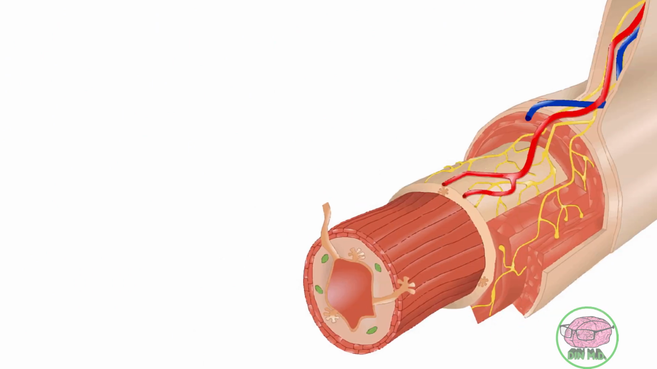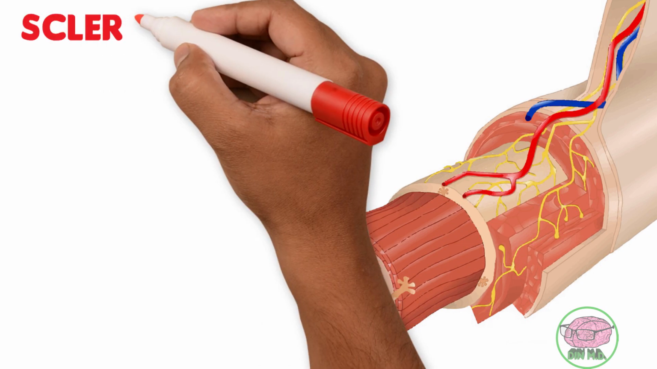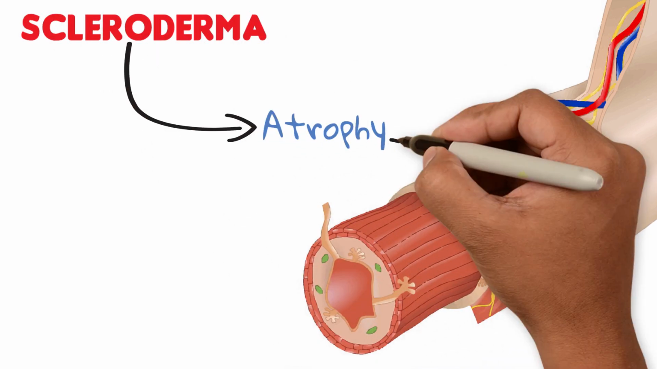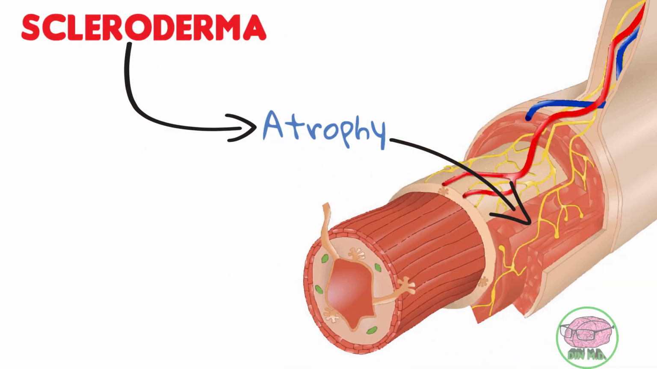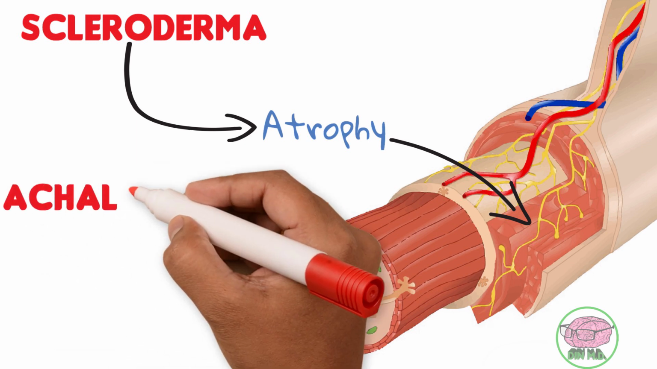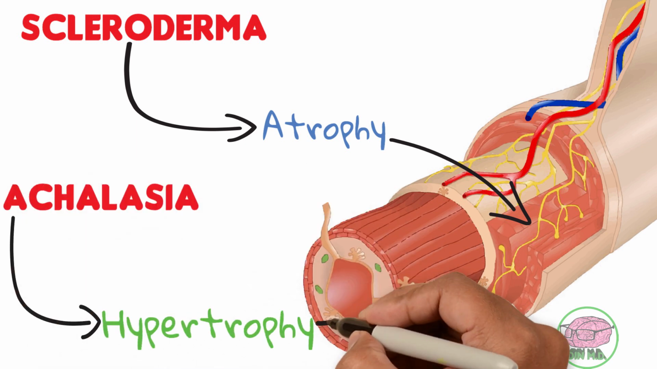There are certain types of diseases that prefer one of the two layers of the muscularis externa. For example, scleroderma creates an atrophy that predominantly affects the circular muscle layer, while in achalasia there's a hypertrophy of the circular muscle layer as well.